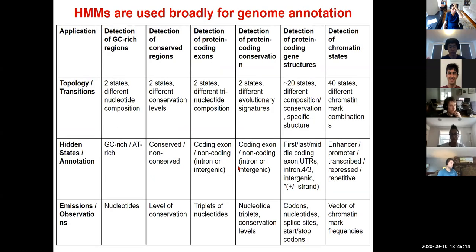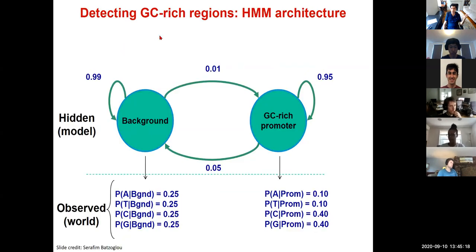Okay, so we can now use hidden Markov models to detect... there's a question in the chat. Are these probabilities just biologically known or learned through HMMs? So yeah, they're learned empirically. We're going to talk about learning afterwards.